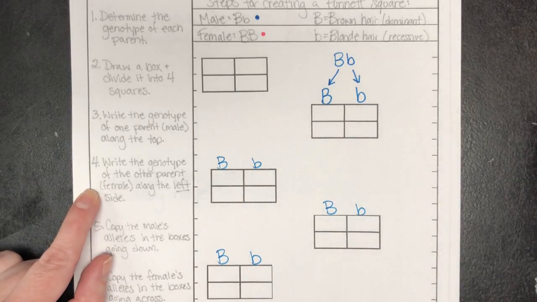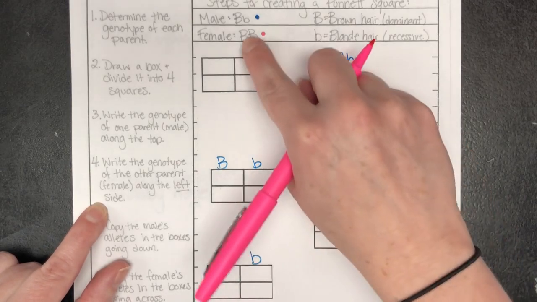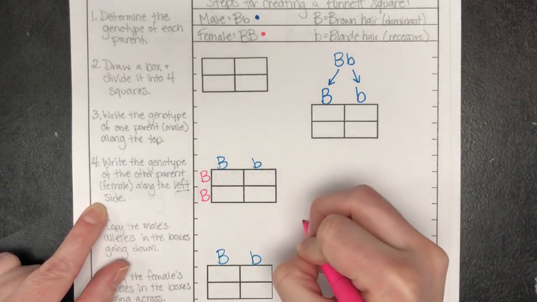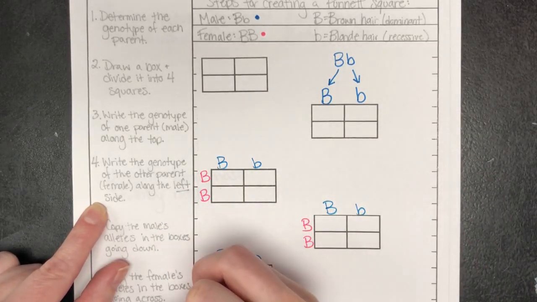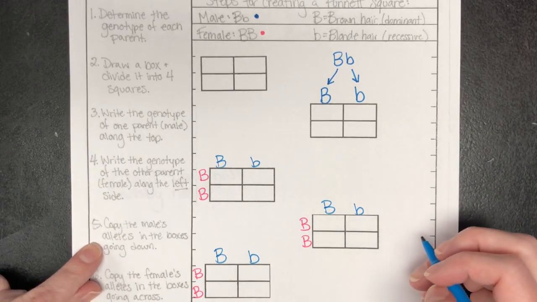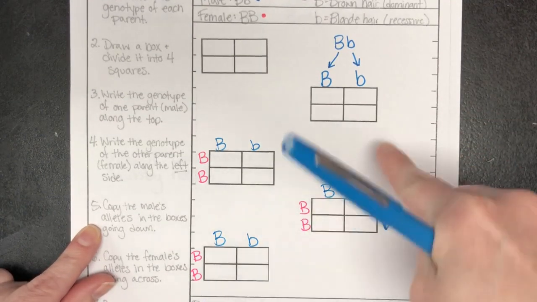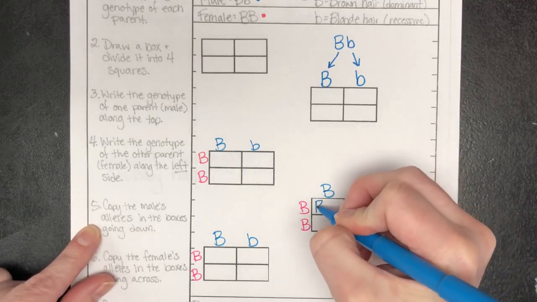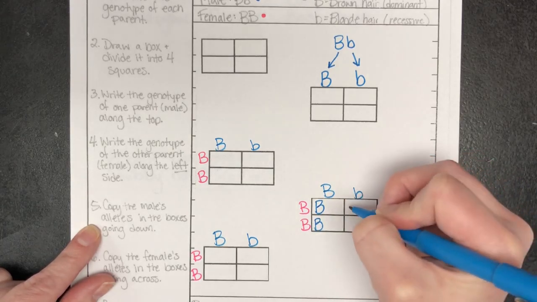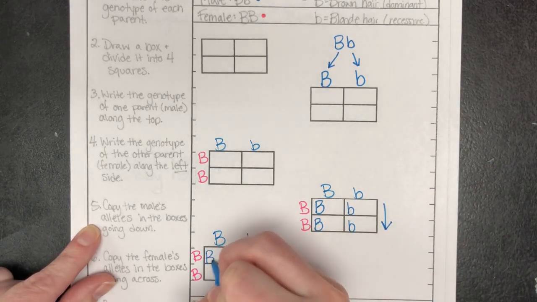Okay, 4th step, write the genotype of the other parent along the left side. So again, the other parent is big B, so I'm going to put a big B here and a big B here. And I'm just going to fill those in my following boxes. Fifth step, copy the male's alleles in the boxes going down. So these ones on top, we're copying down. So this big B goes here. That big B also goes here. This little b goes here as well as here. Okay, and then I'm just going to copy that down here.